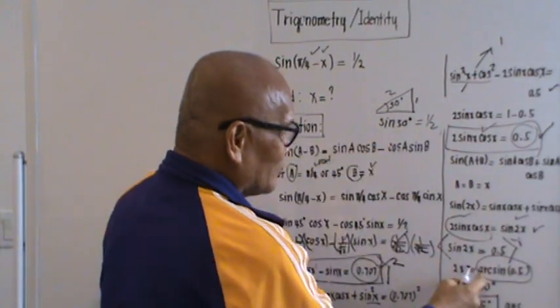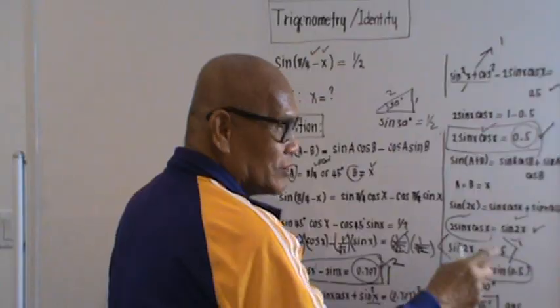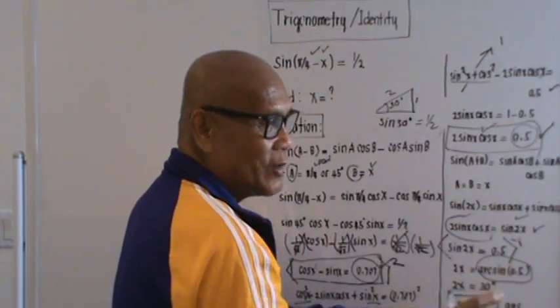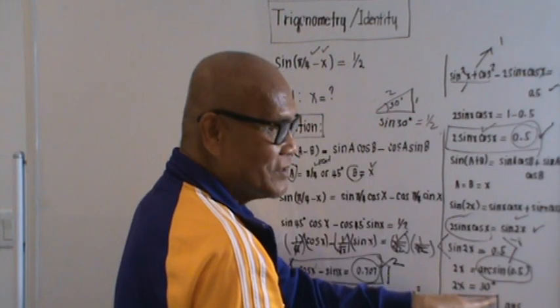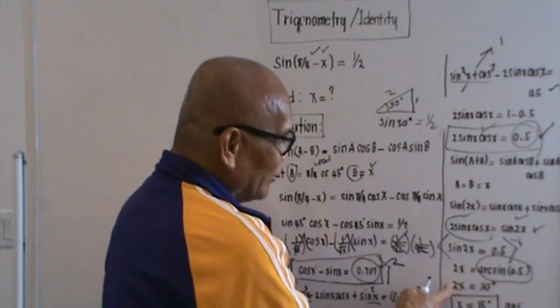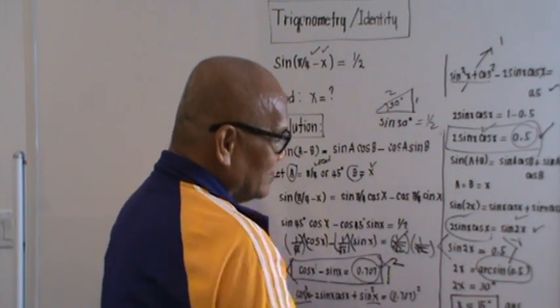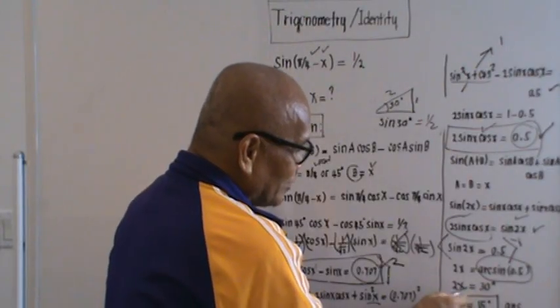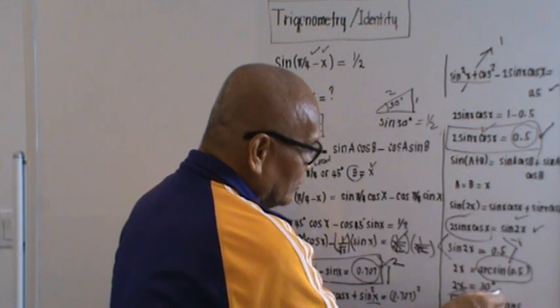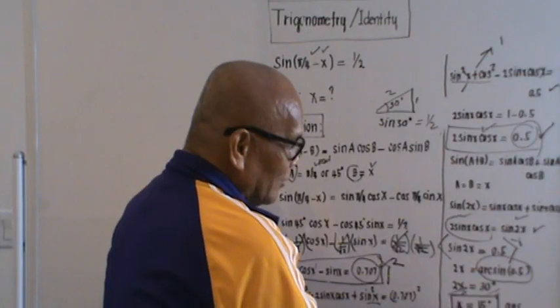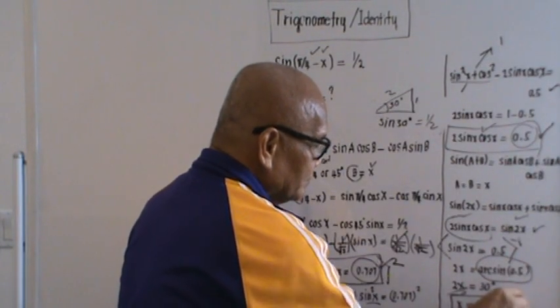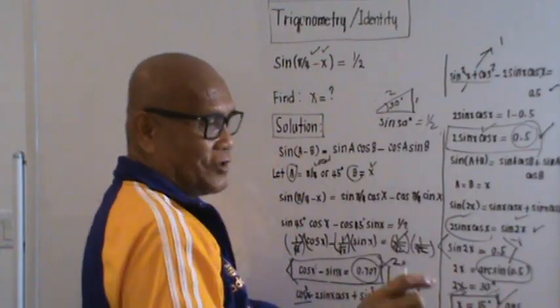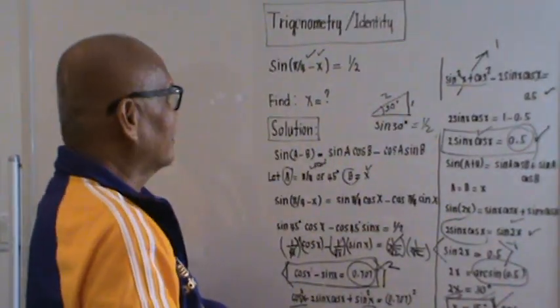So the meaning of this one is, what angle, if we try to take the sine value of that one, is actually 0.5? And the value should be 30 degrees. So 2x now will be equal to 30 degrees. If we divide both sides of the equation by 2, the value of x now is equal to 15 degrees. Okay? So that's the solution of the problem here.